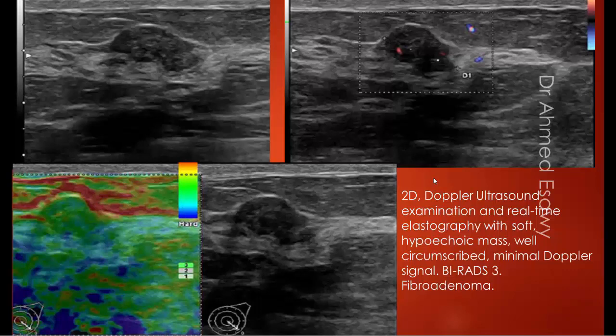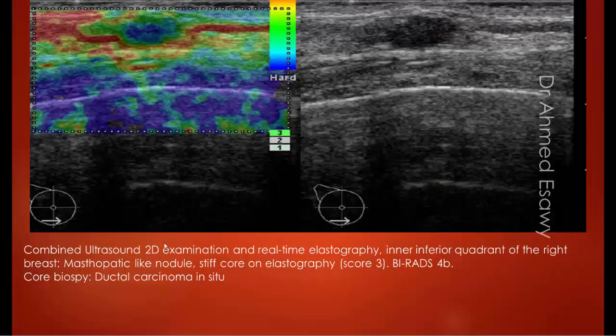Ultrasound Doppler shows real-time elastography with soft hypoechoic mass, well circumscribed, minimal Doppler signal, scored BIRADS 3, proved to be fibroadenoma. This is the inferior quadrant of the right breast, ductal carcinoma in situ, mosaic-like nodule in elastography score 3, classified as BIRADS 4B, biopsy confirmed ductal carcinoma in situ.